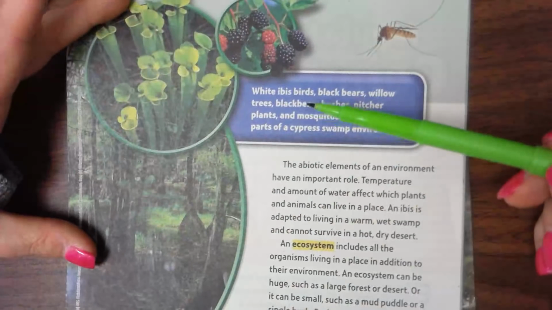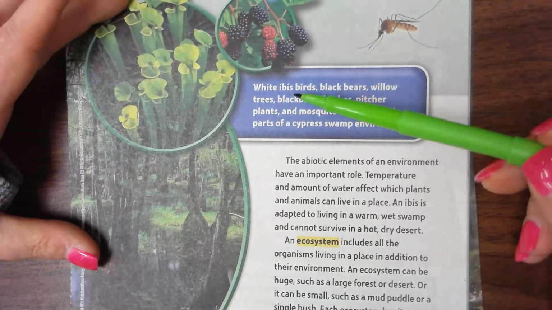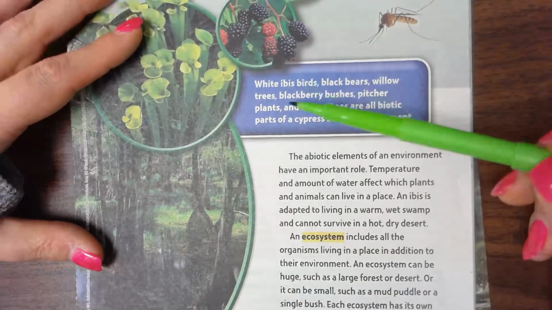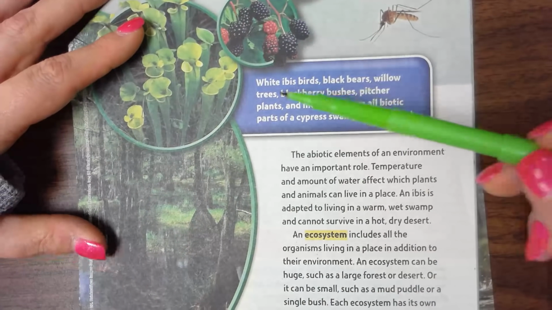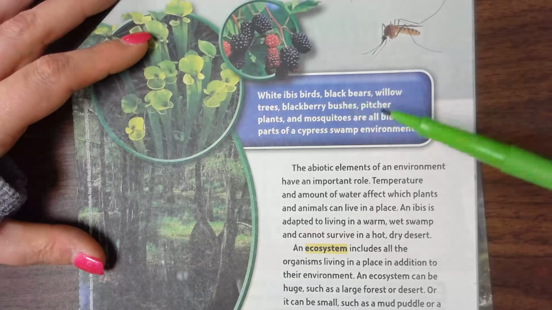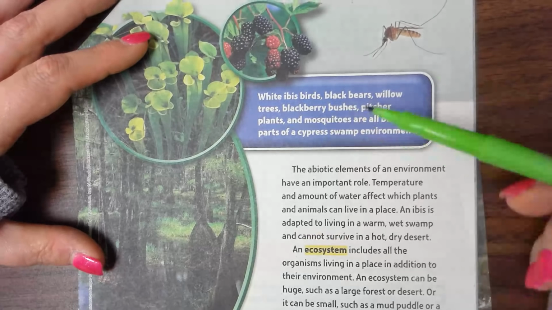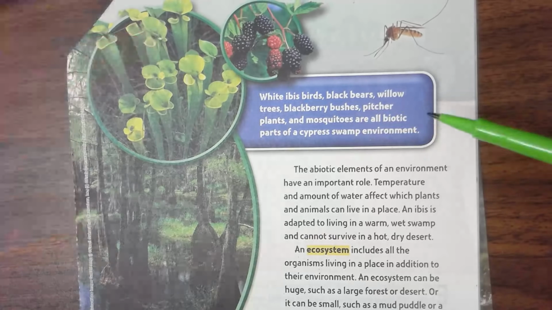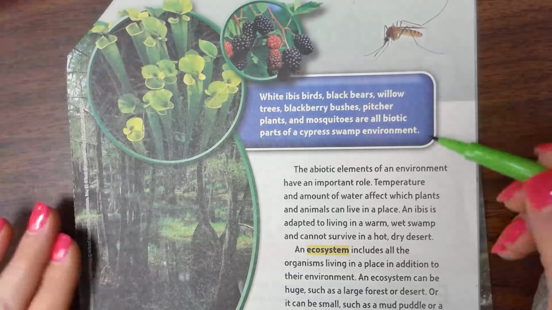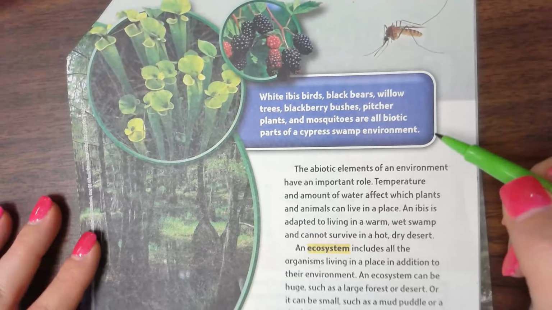Yeah, this is fun. White ibis, whatever. White something birds, black bears, willow trees, blackberry bushes, pitcher plants, and mosquitoes are all biotic parts of a cypress swamp environment.